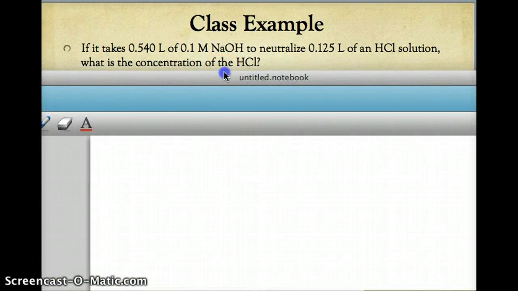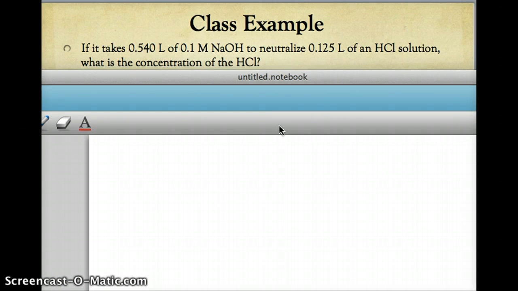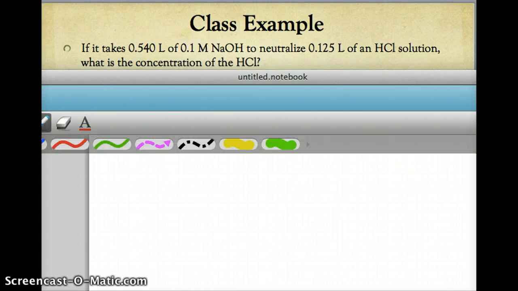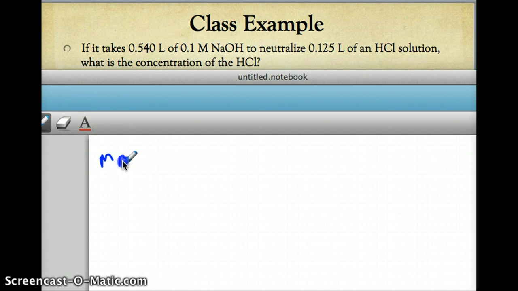So let's look at this question. You're going to be writing this down in your notes. Question 1 says you have a volume in liters of a 0.1 molar solution of sodium hydroxide, which is a base, and you need that much in order to neutralize 0.125 liters of hydrochloric acid. So how do you solve this? The way you solve it is you first write your equation, of course. So my equation is MB times VB is equal to MA times VA.